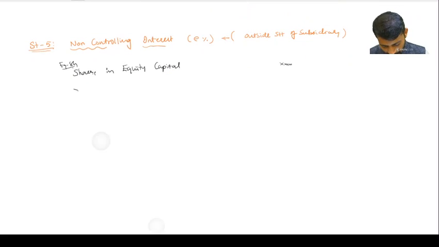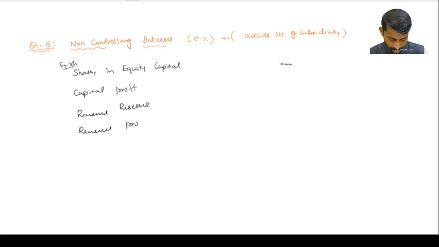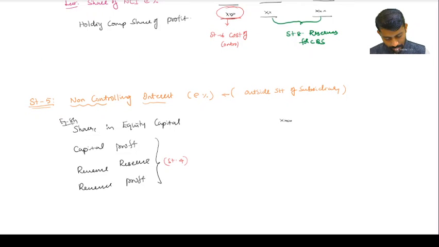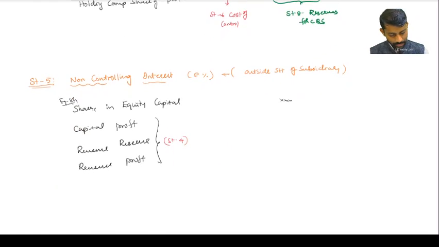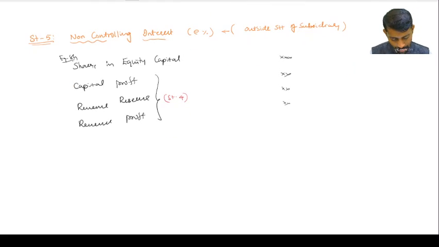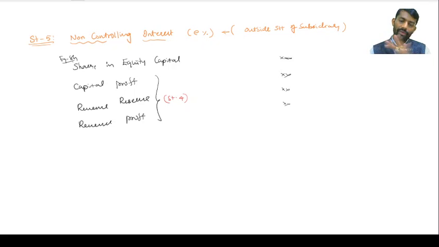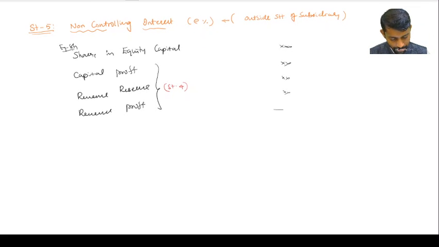Then capital profit, revenue reserve, revenue profit. So all these are from step number 4. In step number 5, what have we written? Share of non-controlling interest: capital profit, revenue reserve, revenue profit. So those things I will take, because for them there is no concept of pre and post. Clear? Whether it's a share of capital profit or revenue profit, everything is a profit for them.